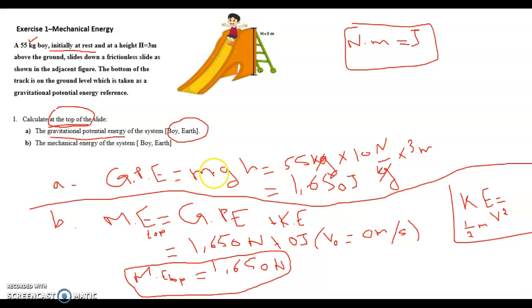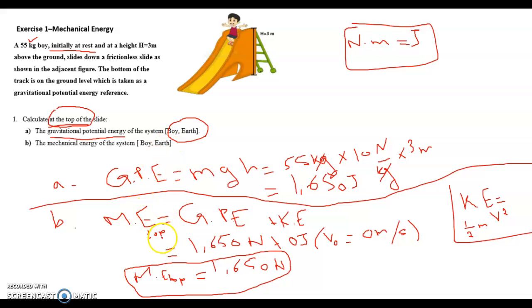We're given the mass in kilograms. Gravity is 10 Newton per kilogram because the system is boy-earth, and the height with respect to the reference is 3 meters. So 1650 joules, because all the values are substituted in SI unit, so we obtain the energy in the SI unit. B, the mechanical energy of the system boy-earth.